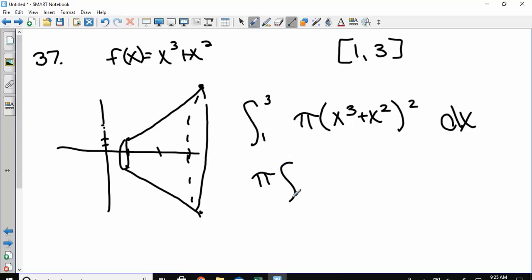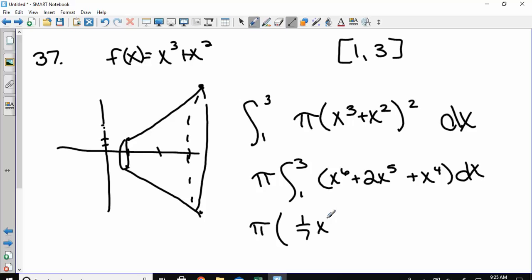Okay, some of you have gotten into trouble on these by trying to integrate on this stuff. FOIL it out first. So that would give us x to the 6th plus 2x to the 5th plus x to the 4th dx. So then the antiderivative would be 1/7 x to the 7th plus 2/6, so 1/3 x to the 6th plus 1/5 x to the 5th from 1 to 3.